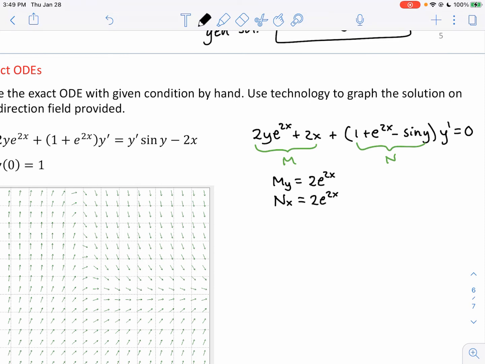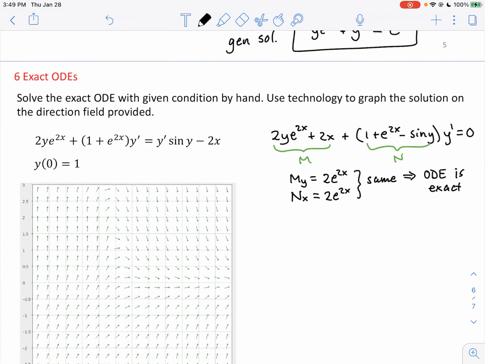And the derivative of negative sine y will be 0, because we're differentiating with respect to x. So these are the same. This means that the ODE is exact. So it's just confirming the information that we were given, that it is exact.